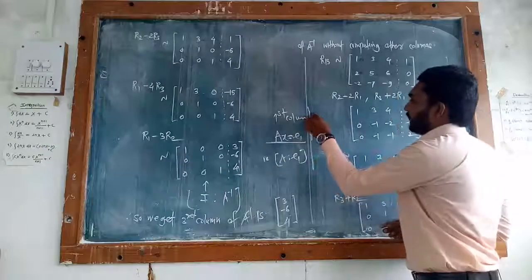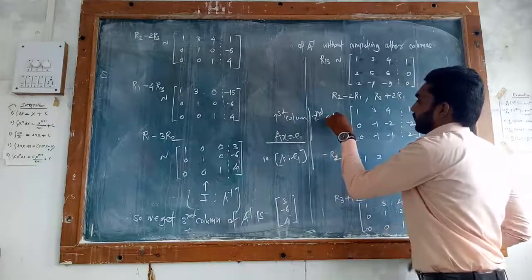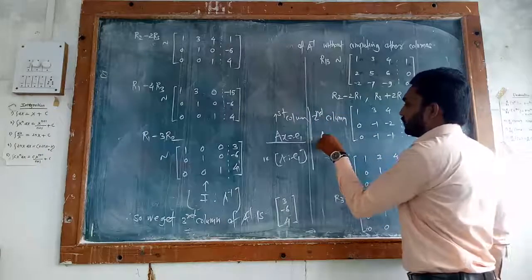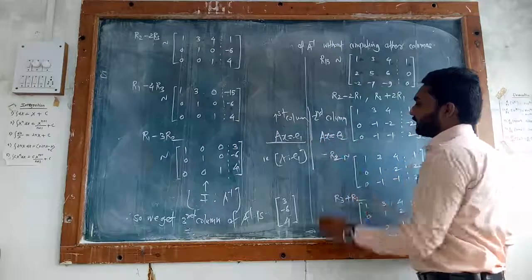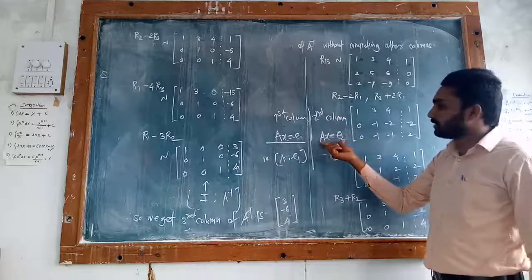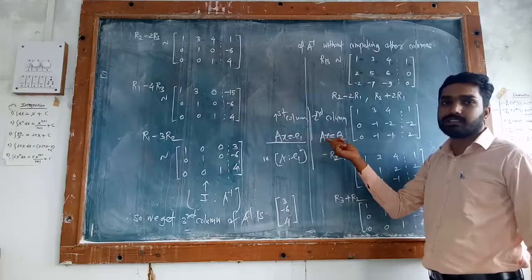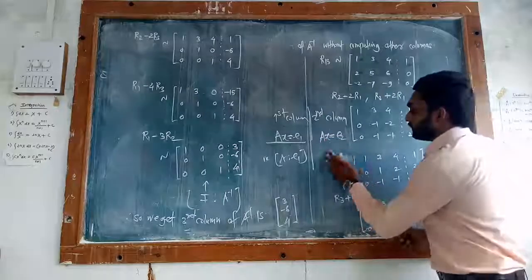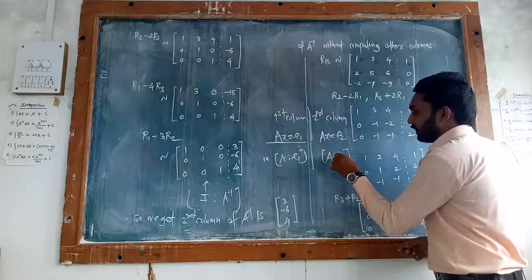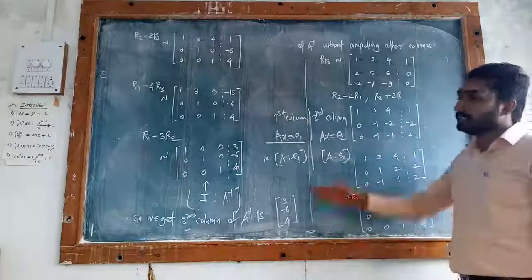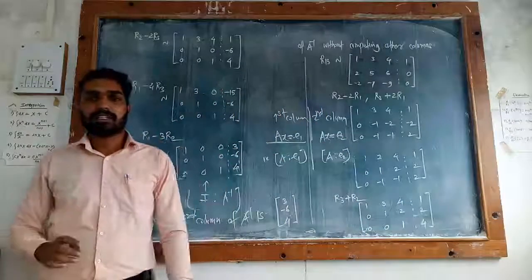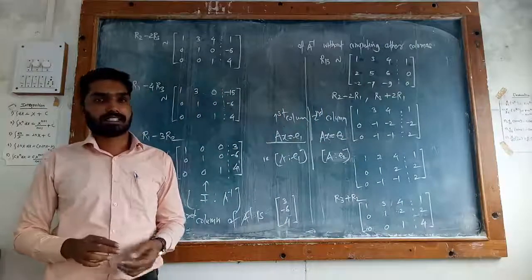And if we have to find the second column of the A inverse matrix, for this we have to consider the matrix equation A x = E2. That means we have to consider the augmented matrix [A | E2], then solve with the same procedure as in that example. I hope you have understood all parts. The remaining part we will study in the next lecture. Thank you.